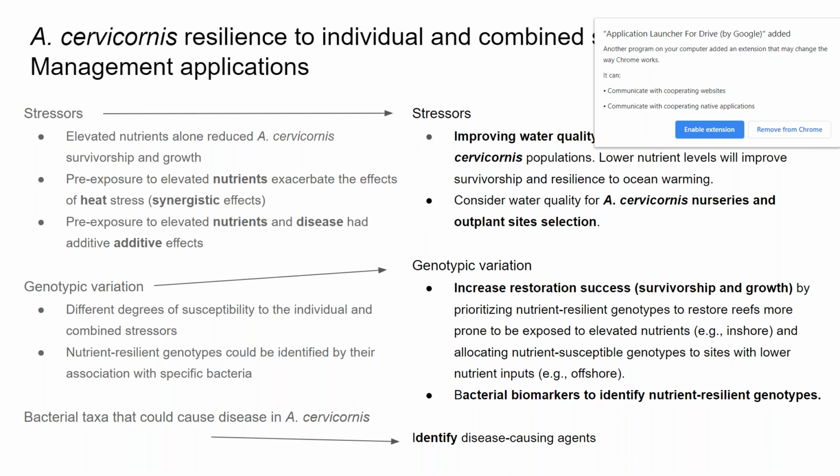Excellent. Thank you so much for answering my question. We have one that came in from Katie. She asks, great presentation. Where did these A. cervicornis genotypes originate from? Where were they collected? They were collected from the Key Biscayne nursery by the University of Miami restoration team.